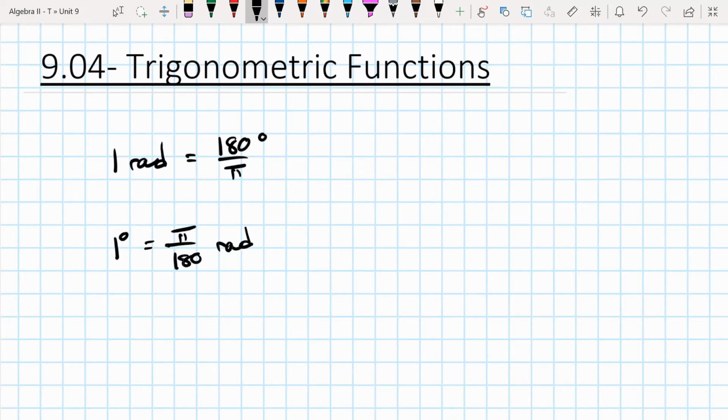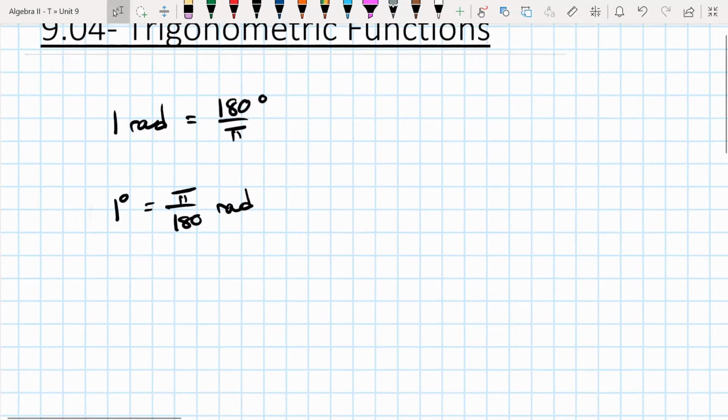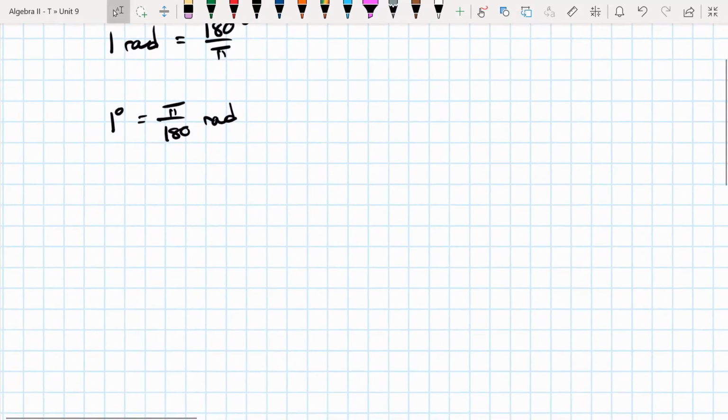And just remember that when we are calculating an angle or the trigonometric value at a certain angle, that angle can be measured in radians or degrees. It's going to depend on the problem, and this is the conversion between those two units. So, unit circle.